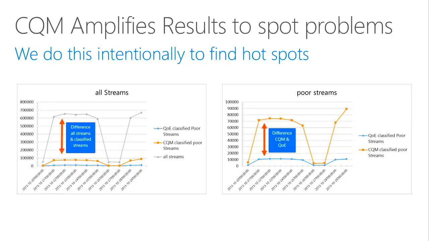But we very intentionally, so these charts show, these are some charts Martin did, and they're in the RAS report, I believe. On this chart on the left, you see all streams in your whole environment. So if you added those all up, those are all the call legs in your environment. And then the orange is the poor streams we classify in CQM, and the blue are the ones we classify as a poor call in QoE. And then the chart on the right takes just those poor streams and shows the difference. So you can see in CQM, it's the same curve, but we're exaggerating. We want to surface as many of these potential issues for you to investigate as we can.